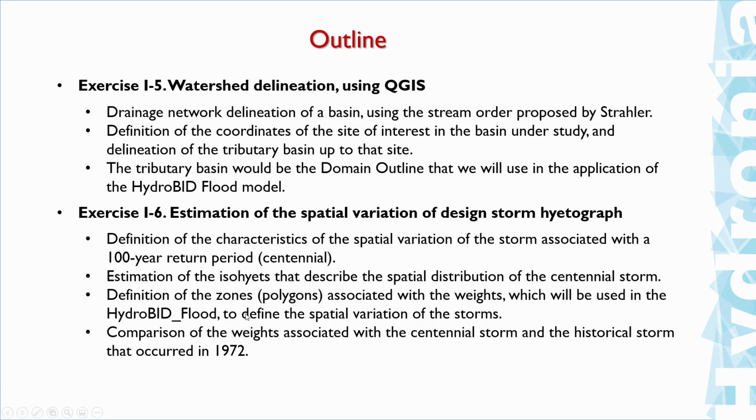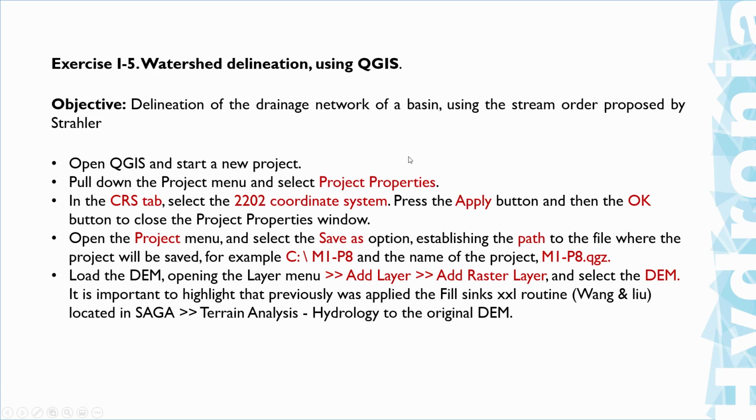Then the definition of the zones or polygons associated with the weights, which will be used in HydroBID Flood to define the spatial variation of the storm. And finally, we are going to compare those weights associated with the centennial storm and the weights associated with a historical storm that occurred in the year 1972 in that watershed that we choose as an example. Okay, I'm going to be swapping between QGIS and the presentation.